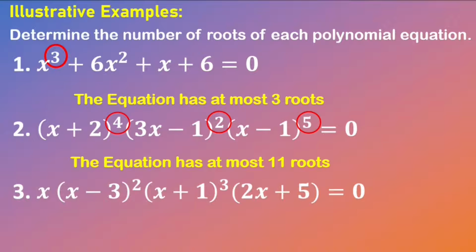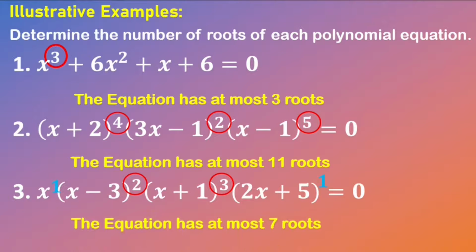Number 3, we have x times x minus 3 quantity raised to 2 times x plus 1 quantity raised to 3 times 2x plus 5 is equal to 0. According to the product of powers rule, just add their exponents. So we have 2, 3, and for 2x plus 5 we have 1, and for x we have 1. So 1 plus 2 plus 3 plus 1 is equal to 7. Therefore, the equation has at most 7 roots.